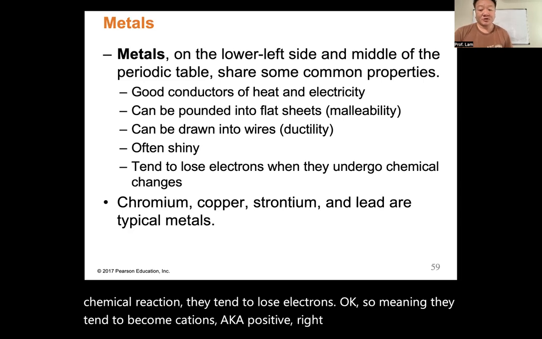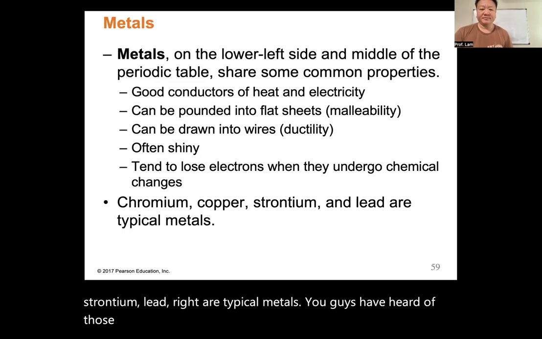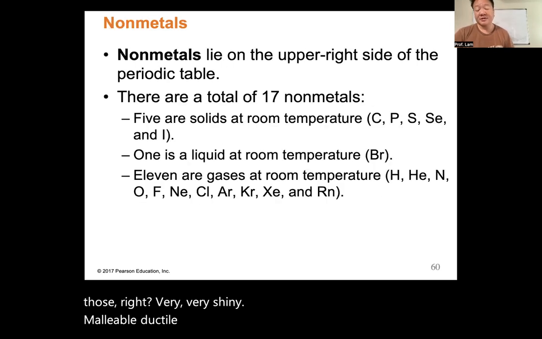So chromium, copper, strontium, lead are typical metals. You guys have heard of those, right? Very, very shiny, malleable, ductile, and they tend to lose electrons.